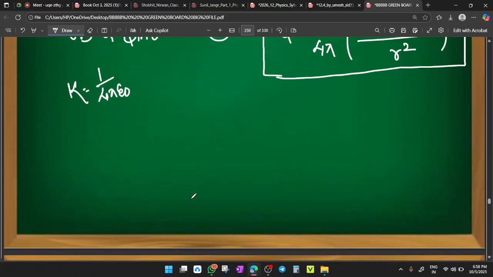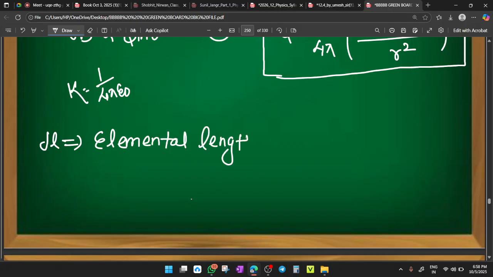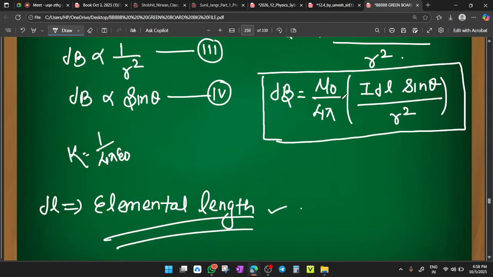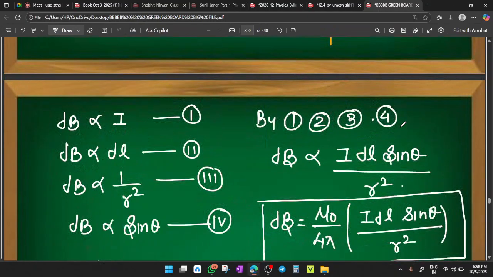Okay, so dl is what? dl is a very small length and it is called elemental length. Clear? It is called elemental length. So dB is equal to mu naught upon 4 pi I dl sine theta by r square.